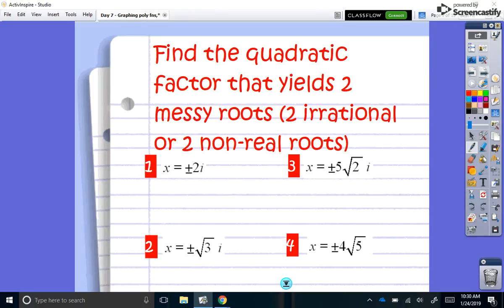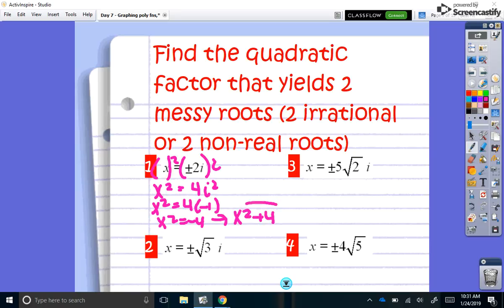I want you guys to find the factor that yields the 2 messy roots. So here, in order to get plus or minus 2i, I had to take the square root. So I'm going to do the opposite and square both sides. So I'll have x squared equals 4i squared. Do you guys remember that i squared is -1? So I have x squared equals -4. If I add 4, x squared plus 4 is the factor that gives me those roots.